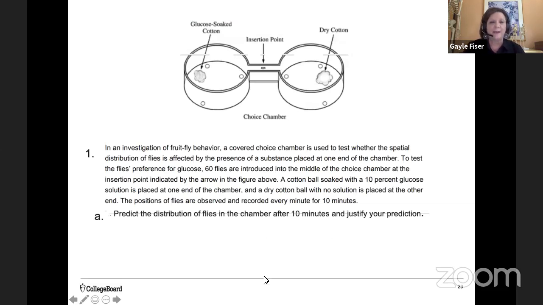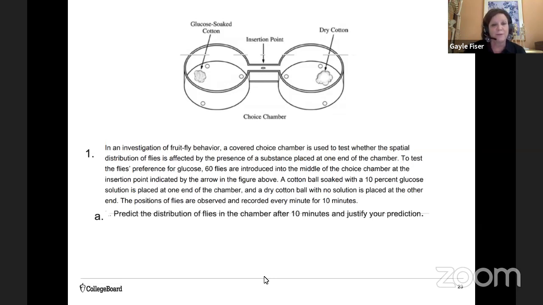This is an FRQ from the very first year that I taught AP biology. In the diagram, you see a choice chamber. On one side, it has a glucose-soaked cotton ball, and on the other side, it has a dry cotton ball. Let's read what the story tells us. In an investigation of fruit fly behavior, a covered choice chamber is used to test whether the spatial distribution of flies is affected by the presence of a substance placed at one end of the chamber.